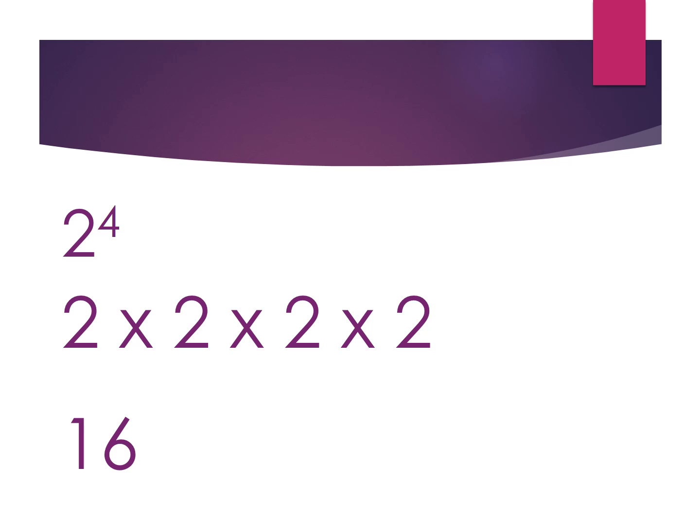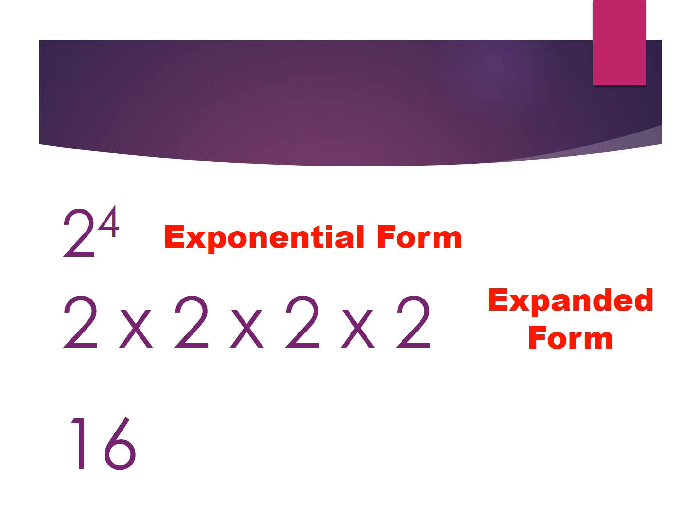Now let's look at that same information, but we'll look at it in 3 different forms. Now 2 to the fourth is in exponential form because it uses exponents. When we turn 2 to the fourth back to a multiplication problem, 2 times 2 times 2 times 2, we've represented it in the expanded form. And when we actually solve the problem and get an answer, 16, that is written in standard form.